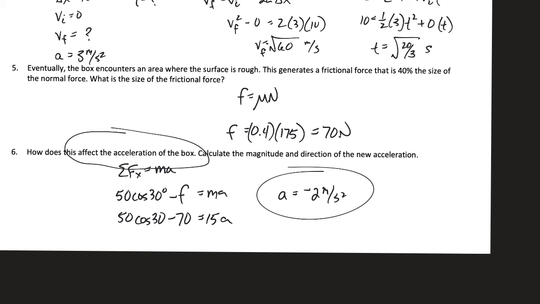How does it affect the acceleration of the box? I think you should be making a comparison here. You know what the original acceleration was. The box is now slowing down. The acceleration became negative. It's in the opposite direction. The box is not speeding up anymore.